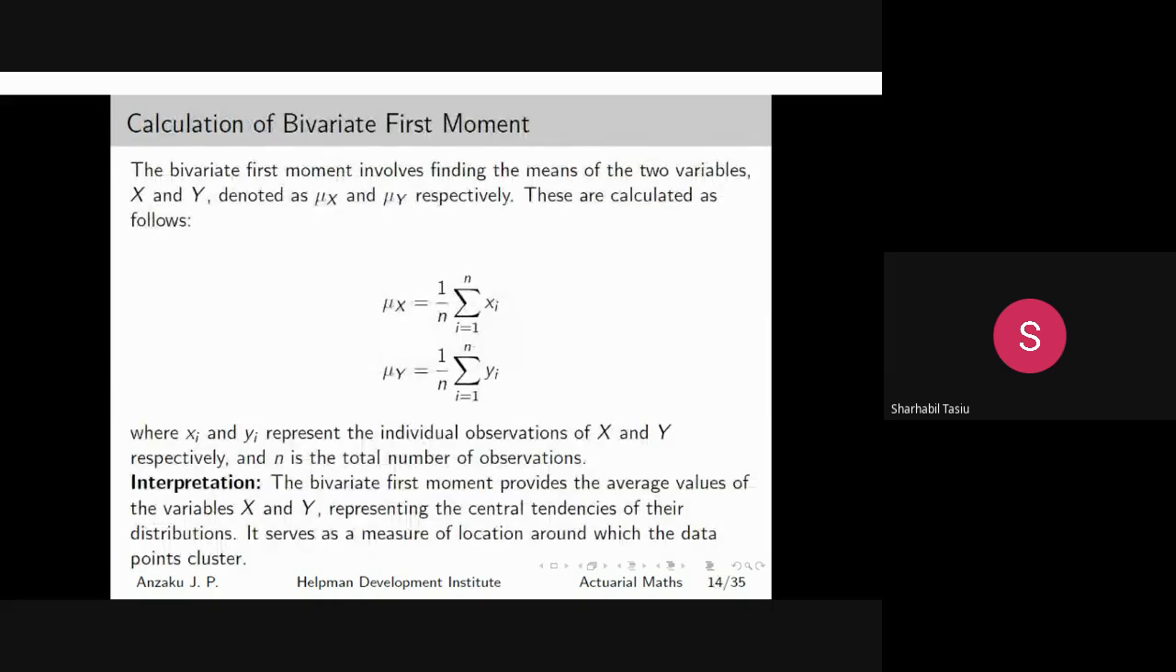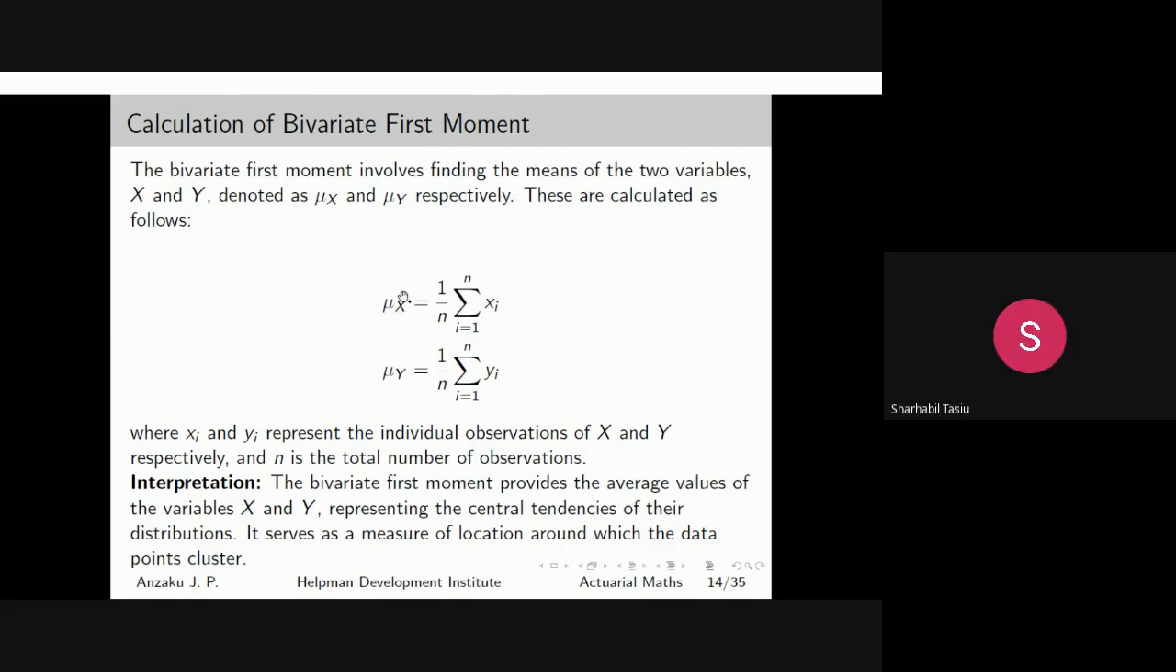So we use this for the calculation of the first bivariate moment. Like I said, the first moment is the mean. So it's just this formula for the mean: one over n, summation of x i, i ranging from one to n, which is the normal formula of the mean. It's finding the mean of a data set: add everything, divide by the number.